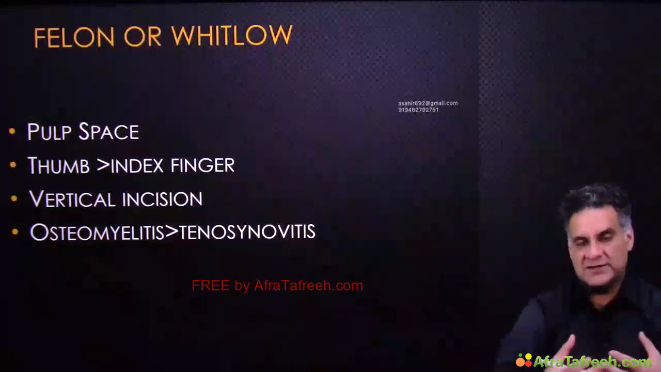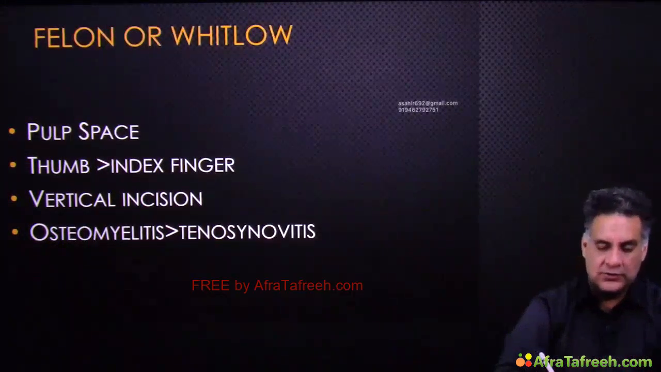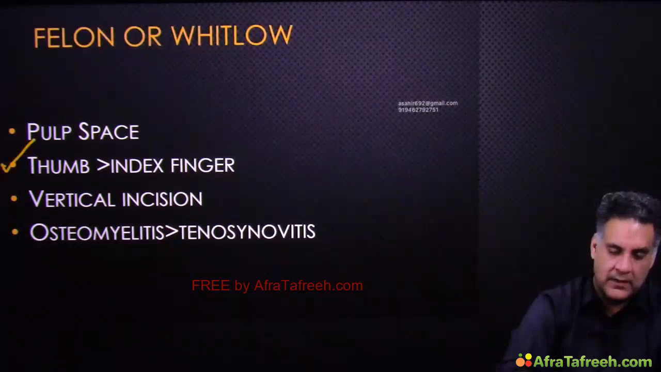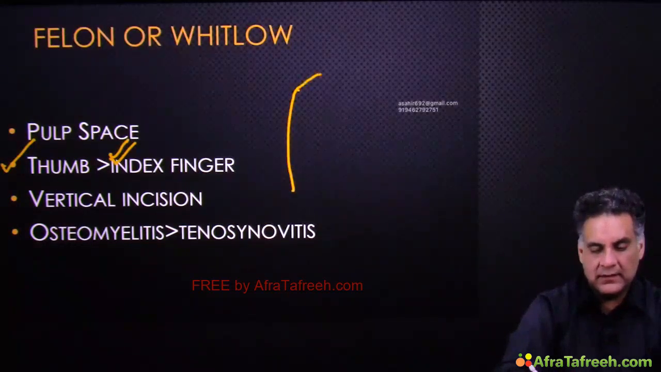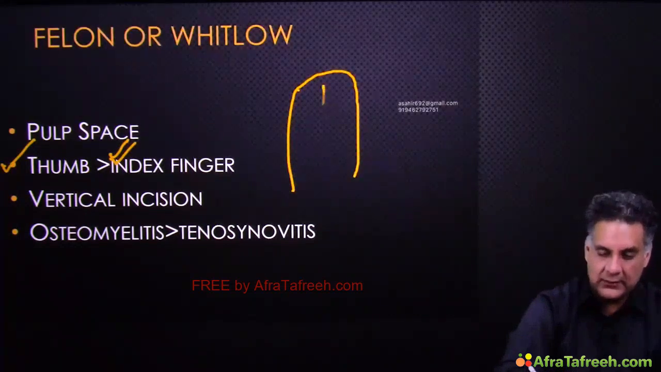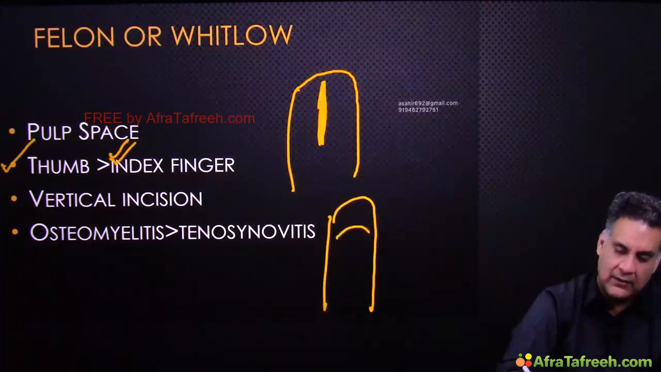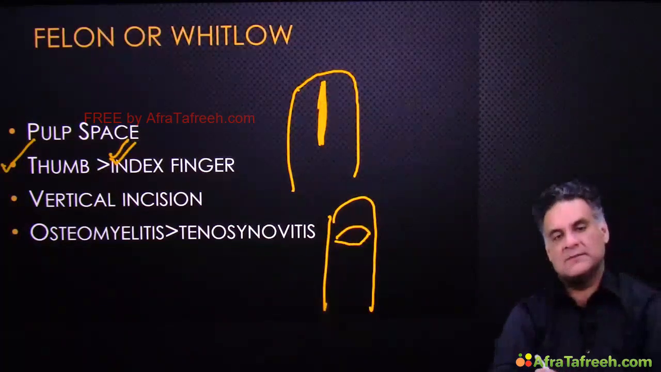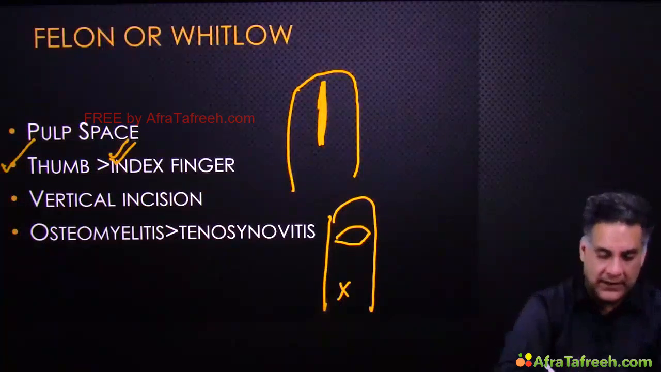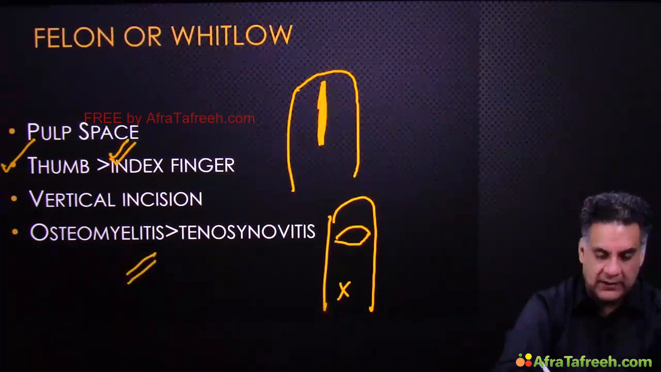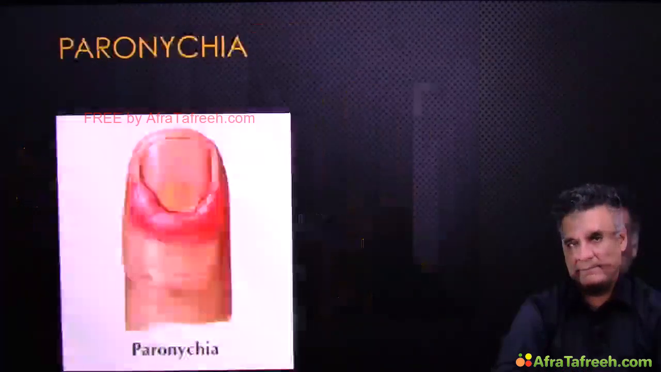When you look at the questions that they ask you, felon or whitlow usually involves the thumb, followed by the index finger. And because it involves the pulp space, you give a vertical incision to treat it. You will never give a horizontal or a fish mouth incision. Complications, if you don't treat it well, are osteomyelitis more than tenosynovitis.